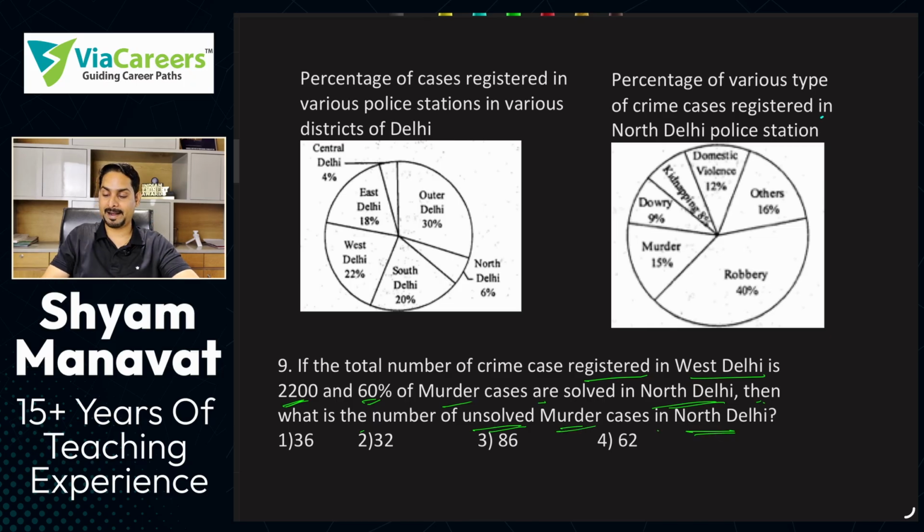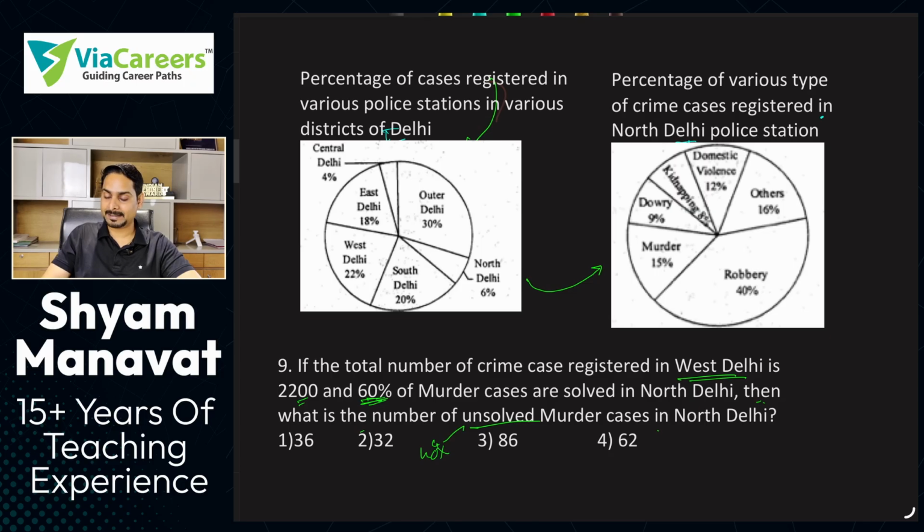All right, so we have data for West Delhi. So from West Delhi, which is given as 2,200, we need to first find out the total number of cases in North Delhi. Then from North Delhi, we'll find out the murder cases, right? Yes, total number of murder cases, and then we'll see 60% are resolved, and then we will try to find out unresolved, which will be 40%, right? Because if 60% as per the question is resolved, so unsolved should be 40%.